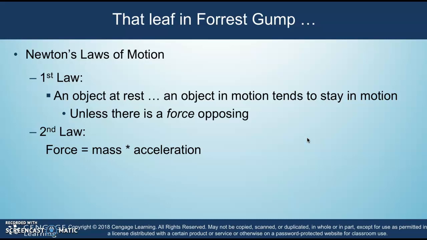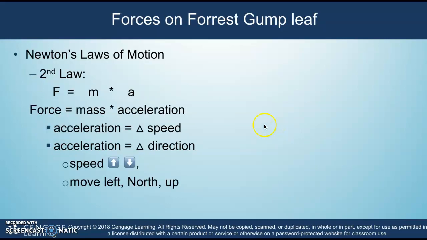You know that the leaf in Forrest Gump was acted on by Newton's laws of motion. The first law is an object at rest tends to stay at rest, an object in motion tends to stay in motion unless there is a force opposing that motion. And the second law of Newton's laws of motion talks about that force. That force is mass times acceleration. Well, what's acceleration? Acceleration is a change of speed. That makes sense. Acceleration could also be a change of direction. Remember, acceleration is a vector.